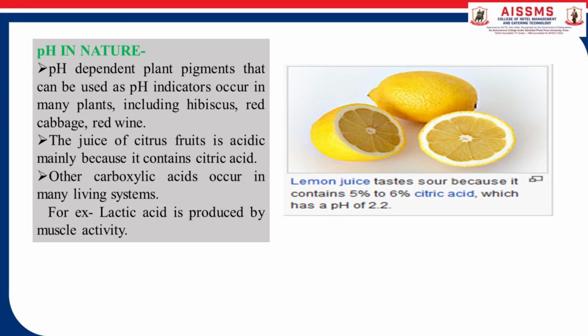Now, pH in nature, certain examples. The pH-dependent plant pigments that can be used as pH indicators occur in many plants, including hibiscus, red cabbage and red wine. The juice of citrus fruits is acidic mainly because it contains citric acid. So anything that is acidic in nature has a lower pH. In these cases the pH can be as low as 2.2, or range between 2 and 3. But as discussed earlier, even the slightest change in pH is bound to have a tremendous effect on the texture of that particular food.